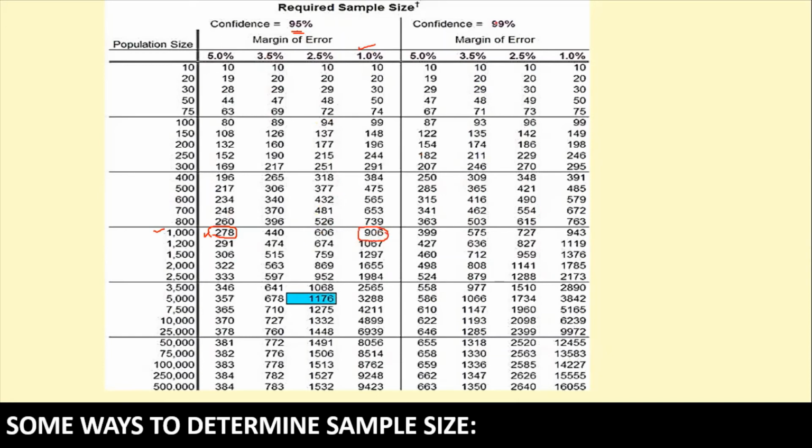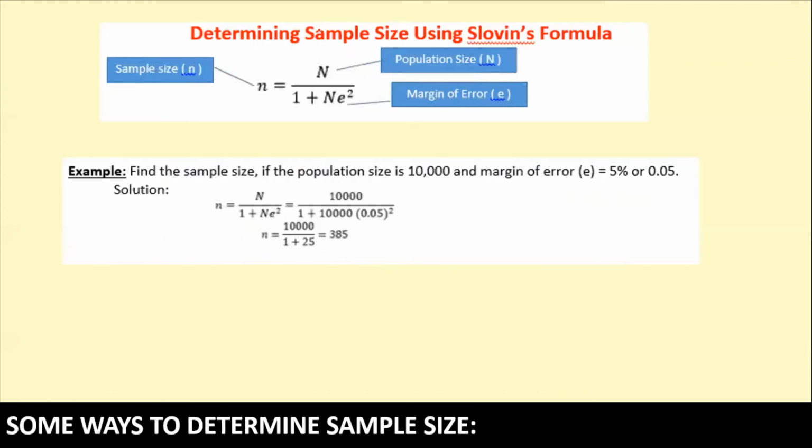Okay, another one, kung gusto ka 99% confident with a margin of error of 1%, meaning 943 samples imong kwaon out of your 1,000 population size. So, kana siya. So, another one, Slovin's formula.